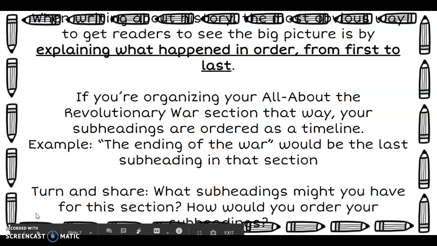When writing about this story, the most obvious way to get readers to see the big picture is by explaining what happened in order, from first to last. Let's say you're organizing your All About the Revolutionary War section that way. Your subheadings are ordered as a timeline. For example, if you said the ending of the war as a subheading, that would be the last subheading in that section.